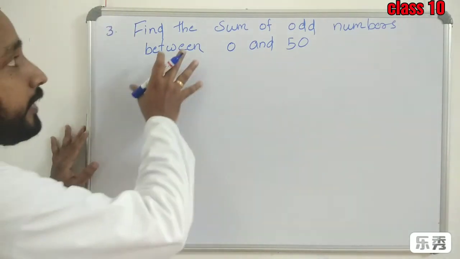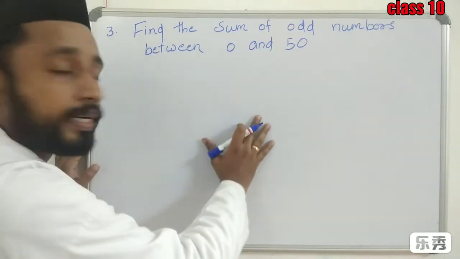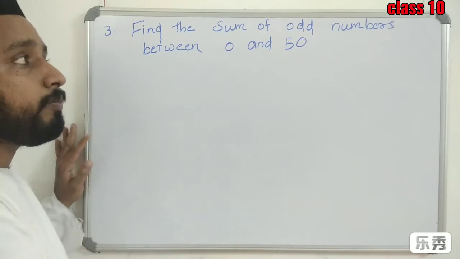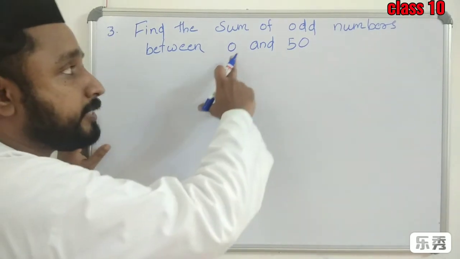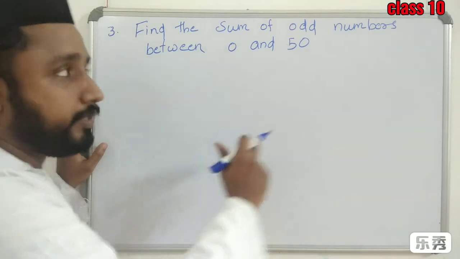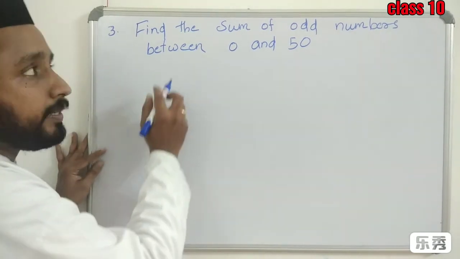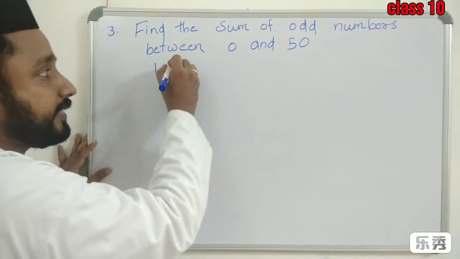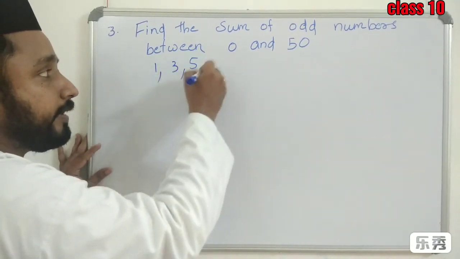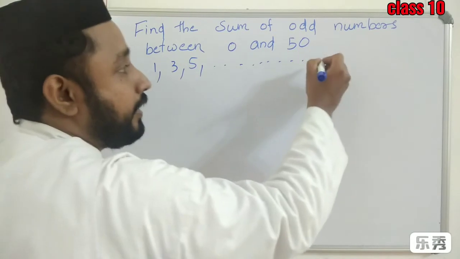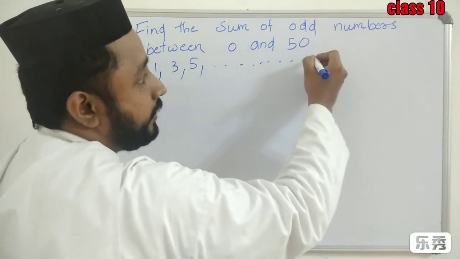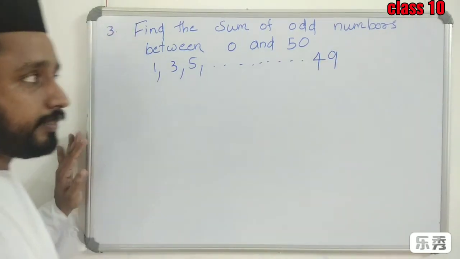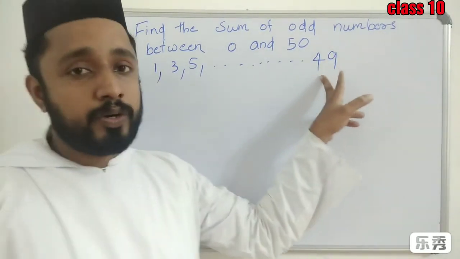Another problem is: find the sum of odd numbers between 0 and 50. We have to find the sum of odd numbers that lie between 0 and 50. Which is the first odd number? First odd number is 1. Then the next ones are 3, 5, 7, etcetera. Between 0 and 50, the last odd number is 49.